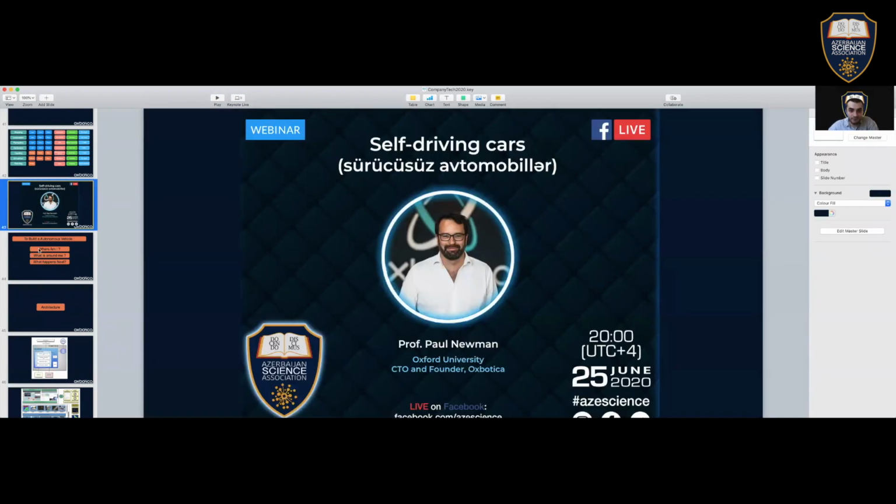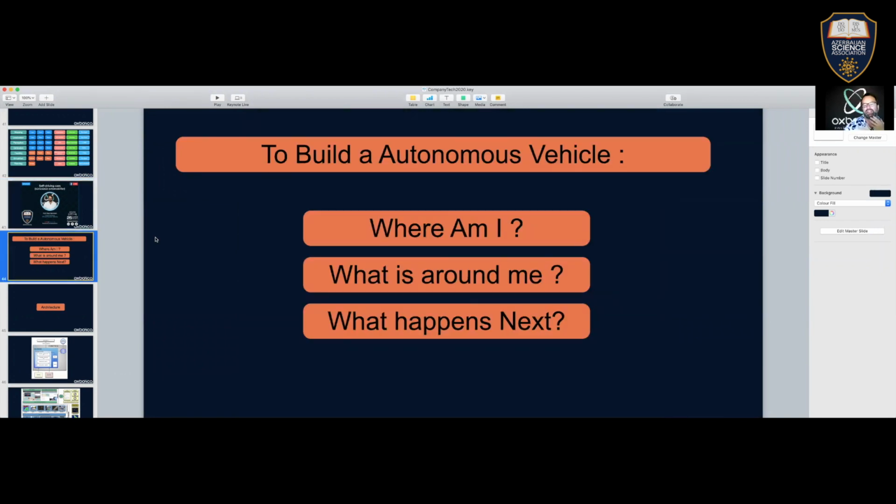Okay, so I think if you want to build an autonomous vehicle, you need to answer these three questions: where am I? What's around me? And what happens next?